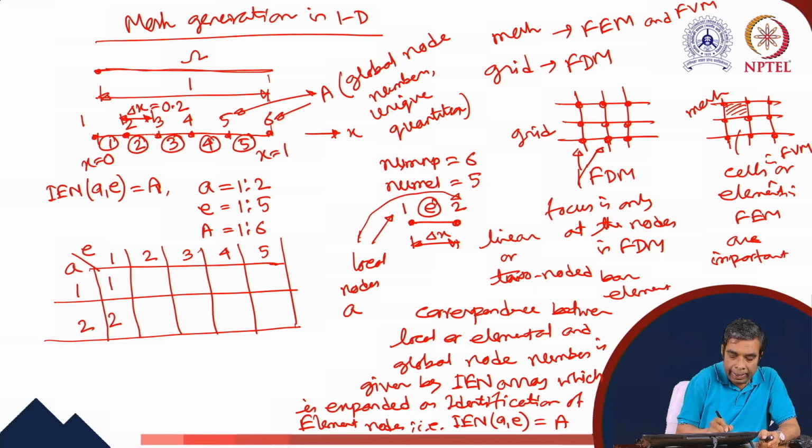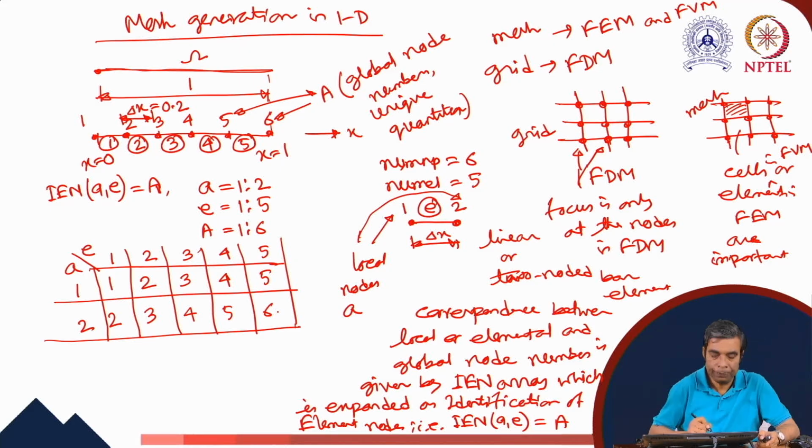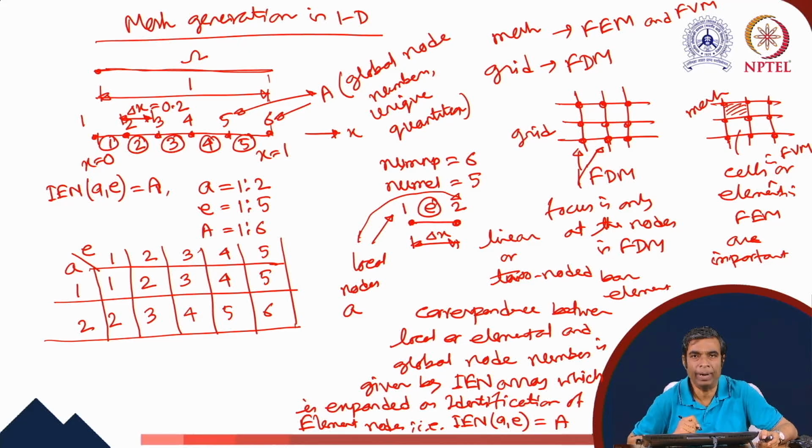Now let us move to the second element. For the second element, first local node, the global node number is 2. And for the second local node, the global node number is 3. So now we can easily construct the IEN array for the third, fourth and fifth element. For the third element, these numbers are 3 and 4, I have written. For the fourth element, these are 4 and 5. And then for the last or the fifth element, these are 5 and 6. So this constructs the connectivity matrix or the IEN array for two noded bar elements using a very coarse mesh.